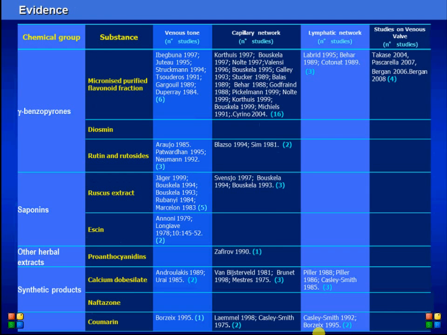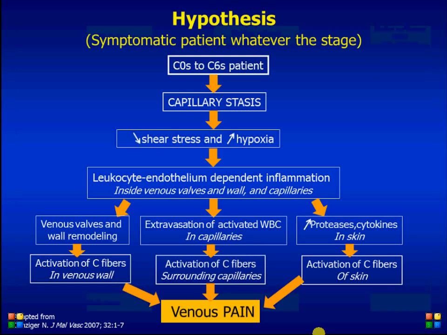Those are all the articles. There are many studies, you know. In the 2nd column, you have the venoactive drug. In the 3rd, 4th, and 5th, you have the action on venous tone, on capillary network, on lymphatic network, and on venous valve. So many studies. About pain, that has been clearly explained by Andrew Nicolaides again, where patients are symptomatic. The main symptom is pain.